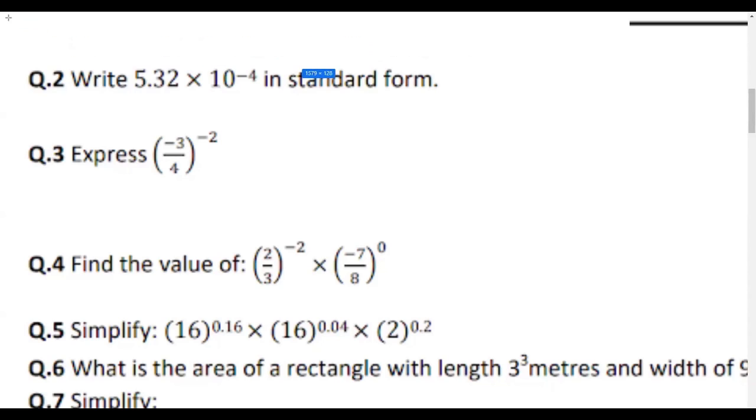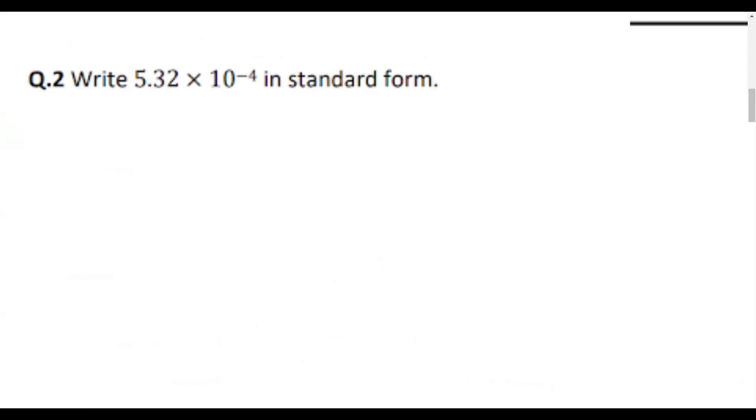The next question, question number 2, is to write them in the standard form. So in standard form, that means we have to write this in decimal. As you can see, it has a negative power, so it must be a very small number. And for that, we are going to shift the decimal towards the left, by as many places as the power.